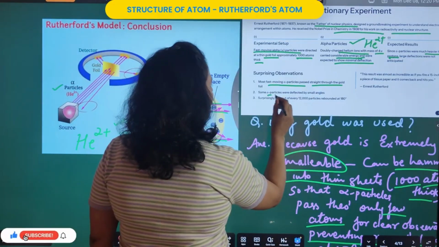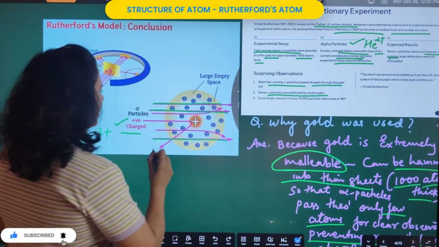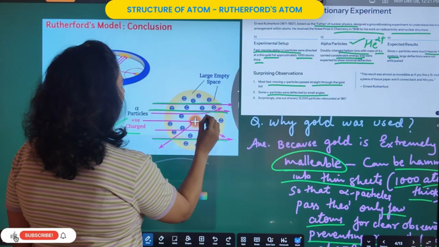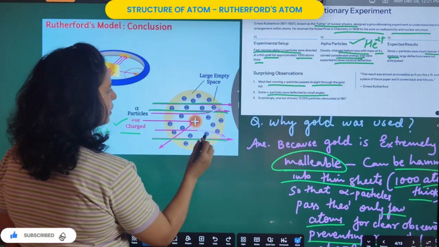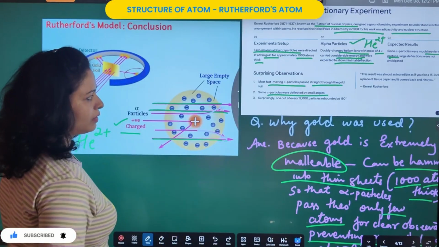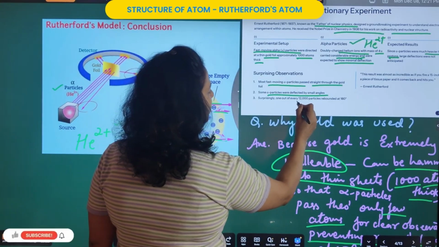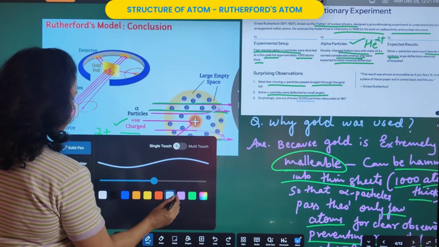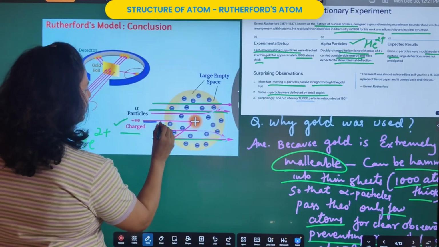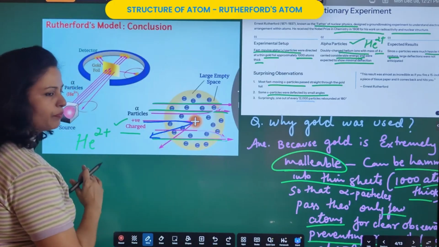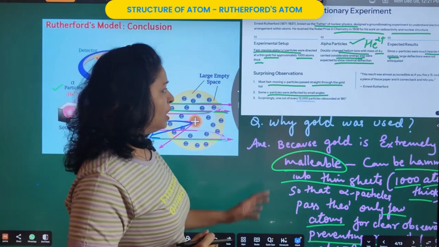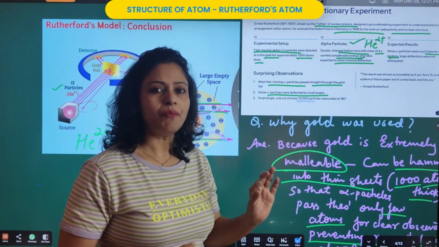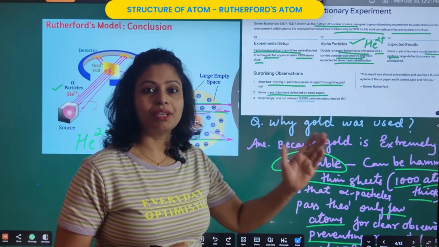Some alpha particles were deflected by small angles. See here, some are deflected by a small angle here, and some here, right? And out of every 12,000 particles, 1 rebounds. What is rebounding? Rebounding means going straight and taking a 180-degree turn, just coming back. So very few particles actually took a 180-degree turn and rebounded straight back.